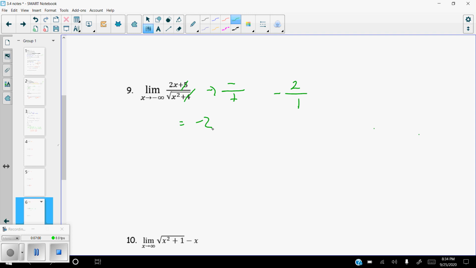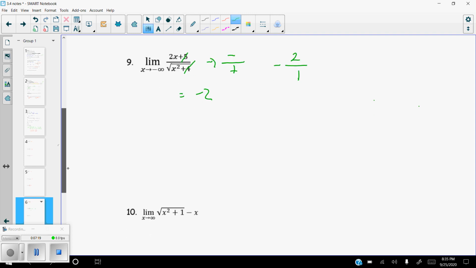And you have to be careful. Just because this thing is approaching negative infinity does not always mean that your answer is going to be negative. As we saw before, we had one that approached negative infinity, and it was a positive value. You have to evaluate and use some number sense as far as what the sign is going to be. All right, and the last one.